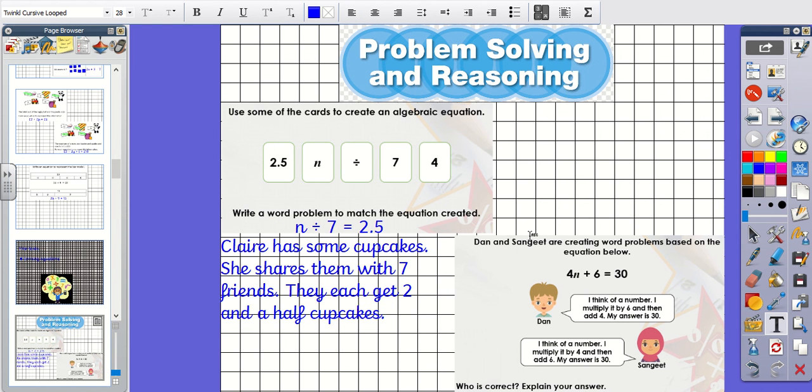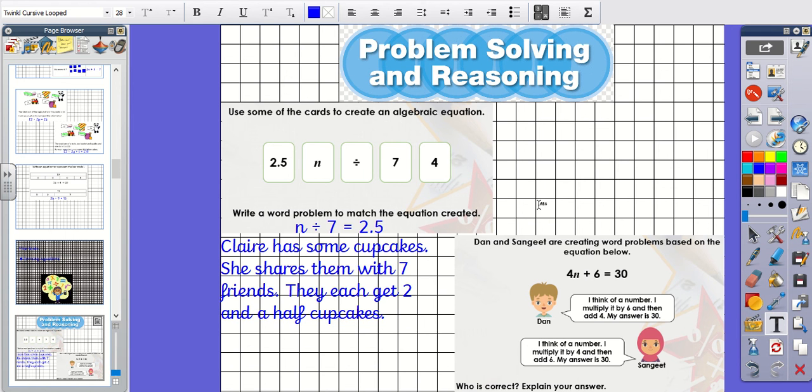Okay, then the next one. Dan and Sangeet are creating word problems based on the equation below. So Dan says, I think of a number, I multiply it by 6 and then add 4. My answer is 30. And Sangeet says, I think of a number, I multiply it by 4 and then add 6. My answer is 30.